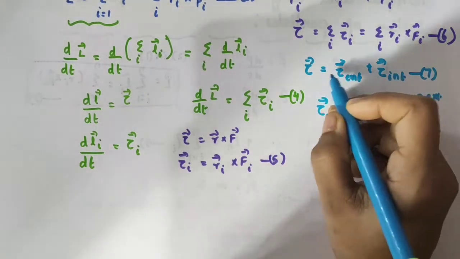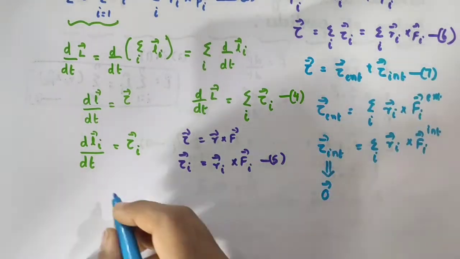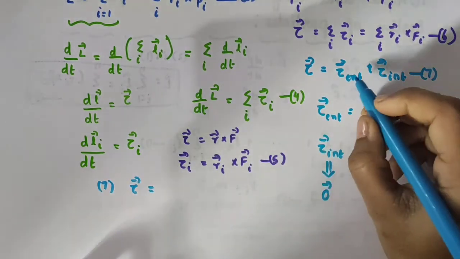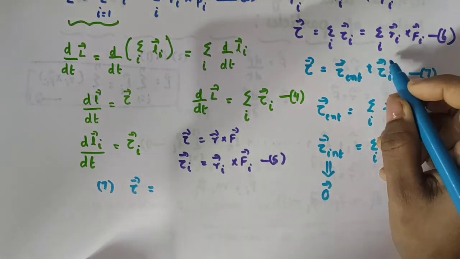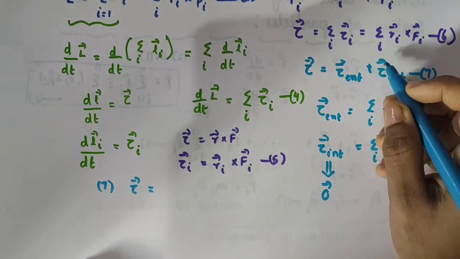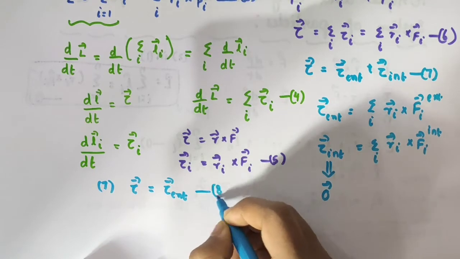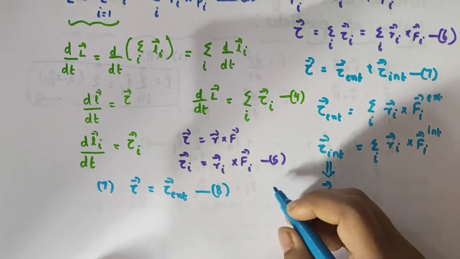So in equation number 7, the total torque vector tau is equal to vector tau external plus vector tau internal. This internal torque becomes 0, so it will be only the external torque. I am taking this as equation number 8.